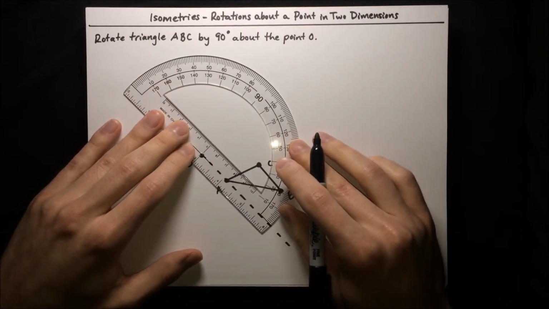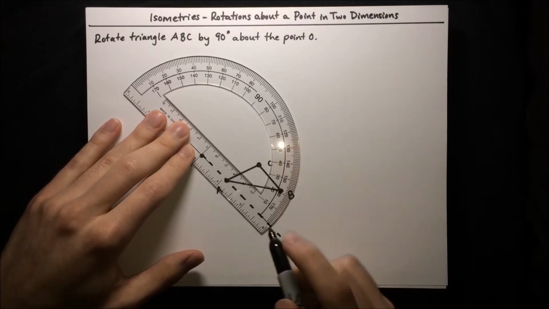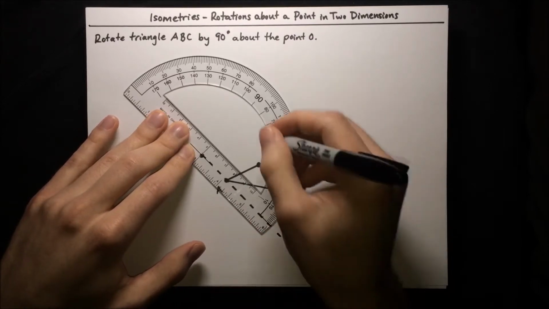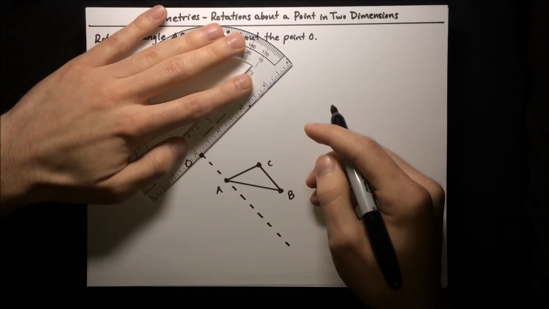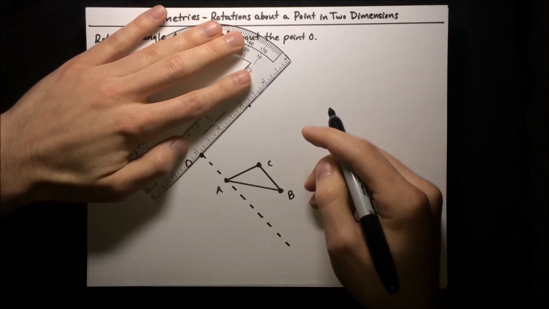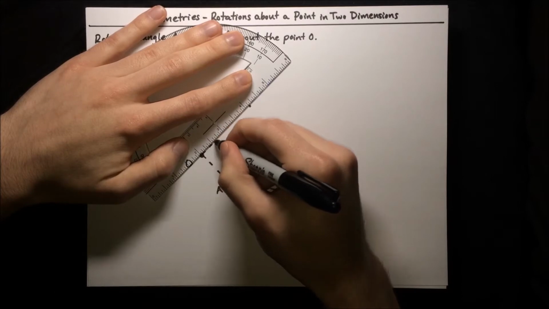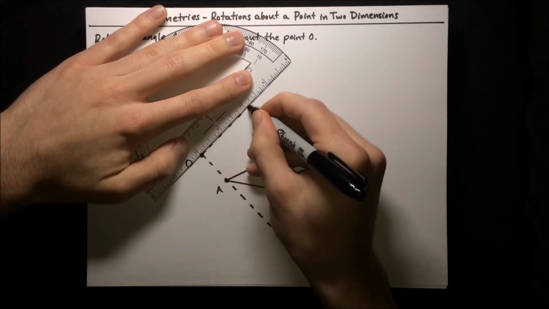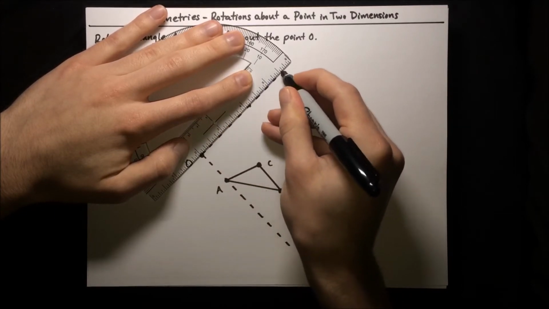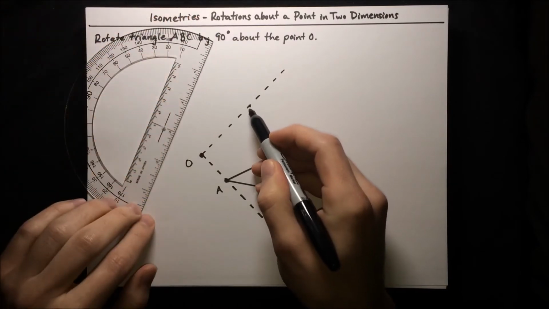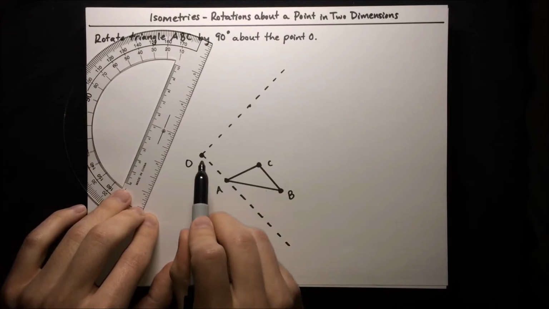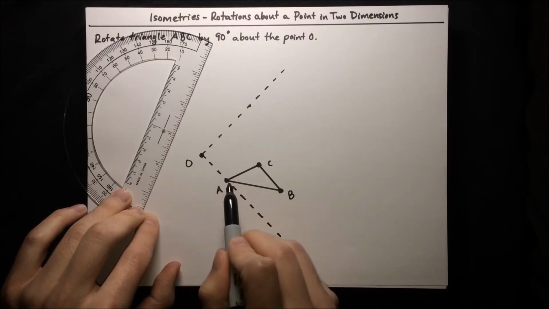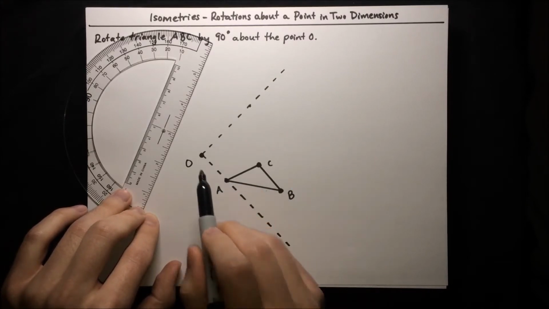We'll line that up with the ray, and then 90 degrees is right about here. So we'll go ahead and draw that ray, and that'll make our 90-degree angle. Okay, now where I placed that dot right there, that's not necessarily where point A should go. We need to make sure that the distance from O is the same. We don't want A to get any farther or closer to O.